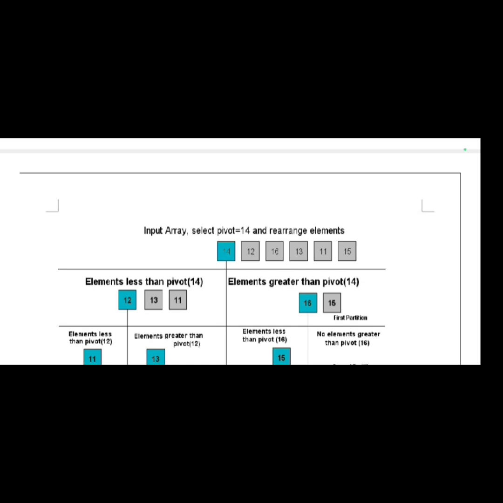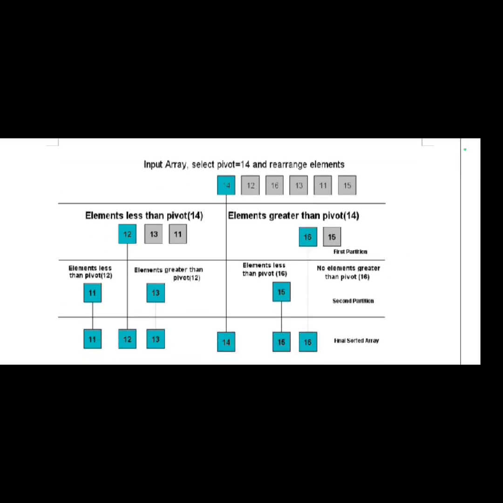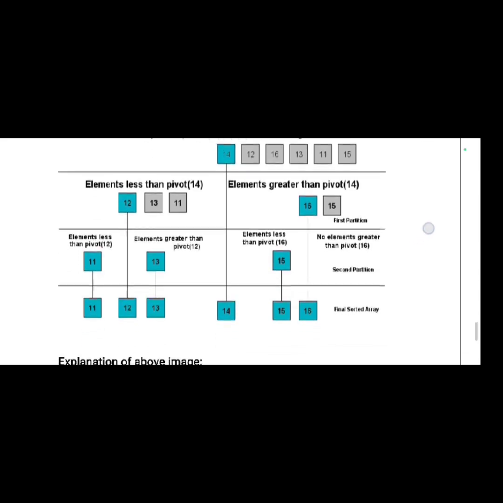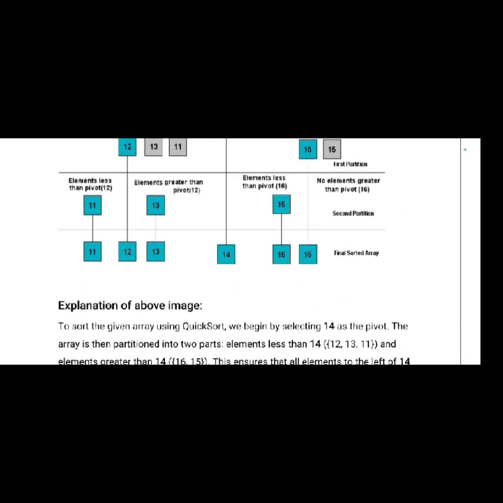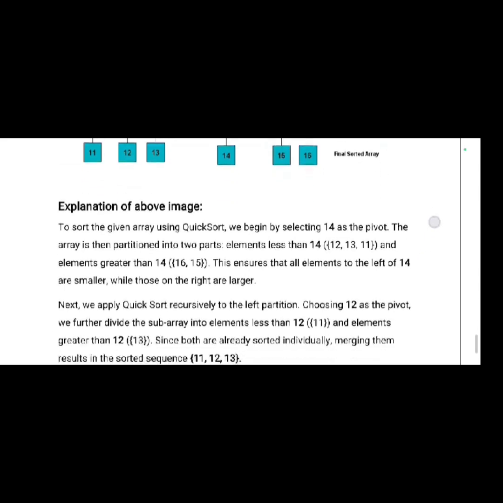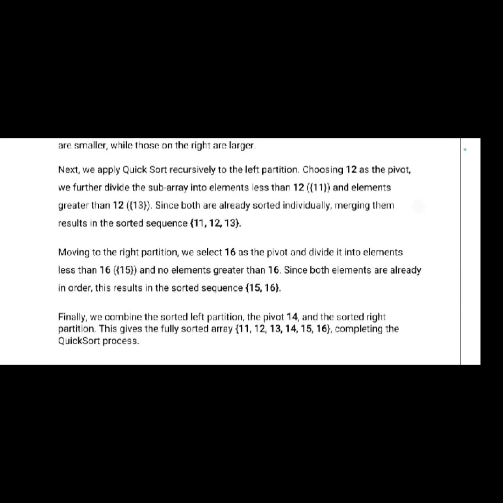Function partition(arr, low, high). Pivot = arr[high]. i = low - 1. For j = low to high - 1: if arr[j] <= pivot, i = i + 1, swap arr[i] and arr[j]. Swap arr[i + 1] and arr[high]. Return i + 1. Explanation of above image.